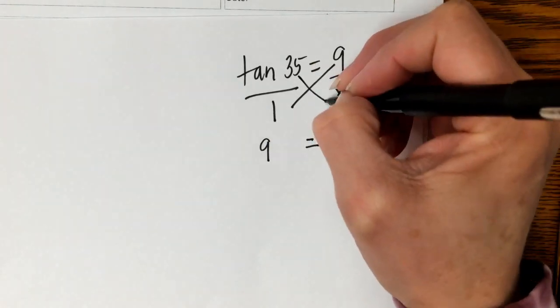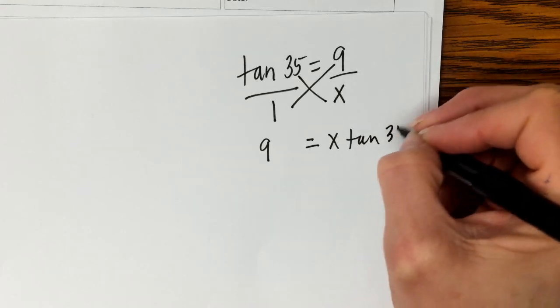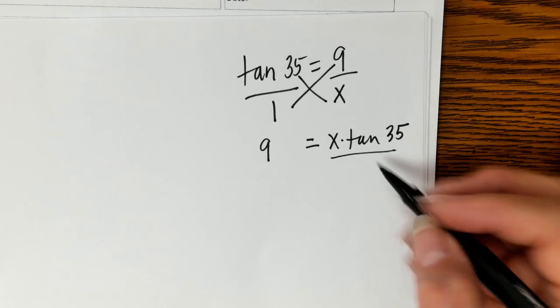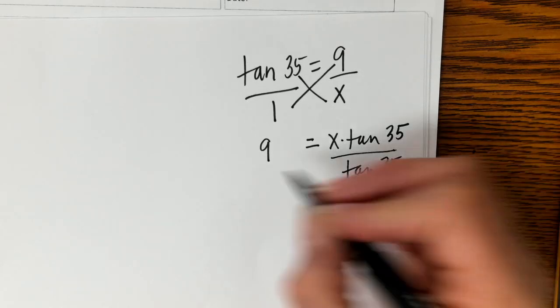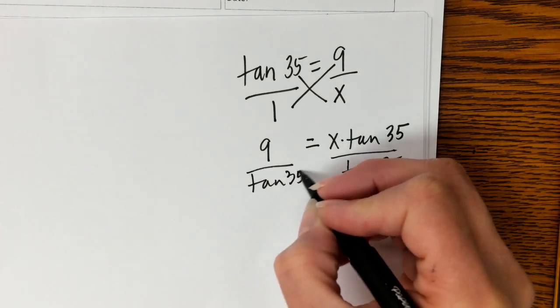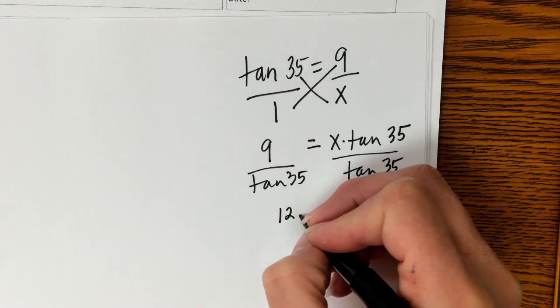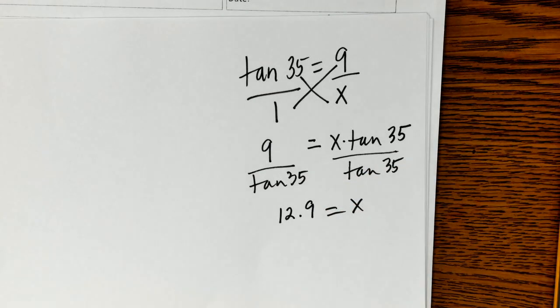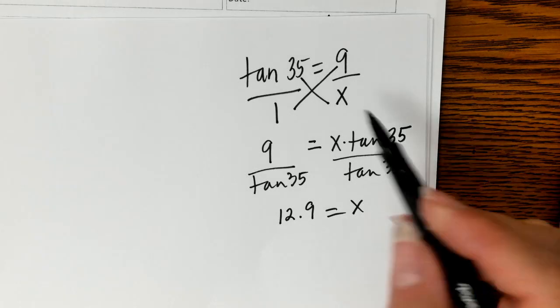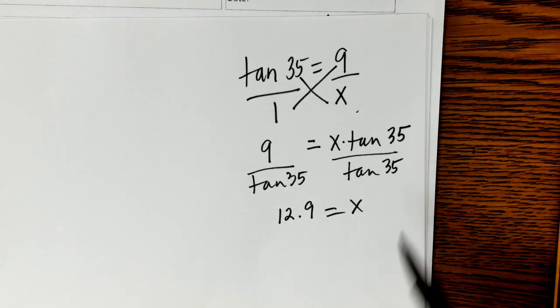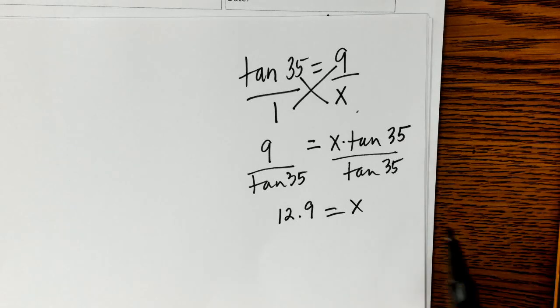You can multiply x times tangent 35, and then in order to solve for x, since they're multiplying, you would divide by your tangent 35 to move it. You still get the exact same answer. When you put that in your calculator, it's the 12.85, which rounds to 12.9. But that's just an alternative way to solve it, that you can put a 1 under, and you could have cross-multiplied. Now, some students prefer this method over the other one, but you guys can choose how you want to solve your algebra. Okay?